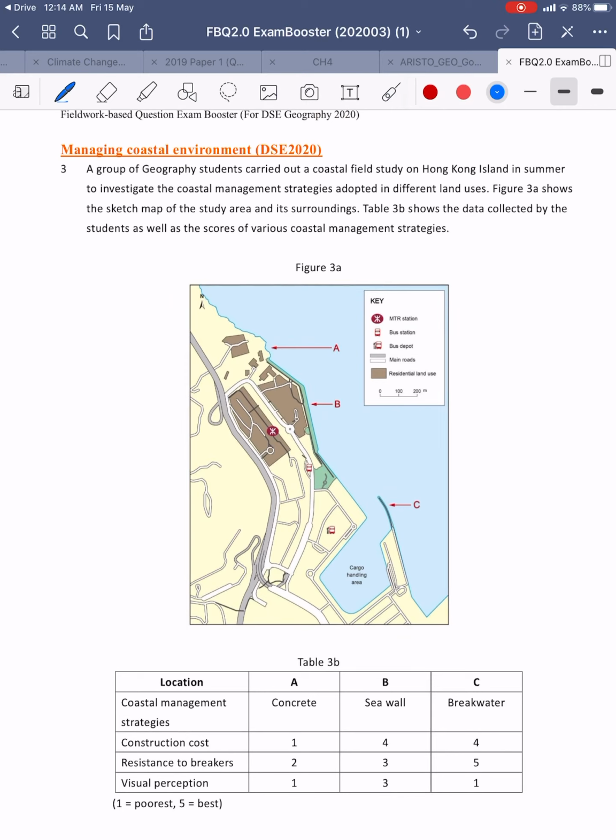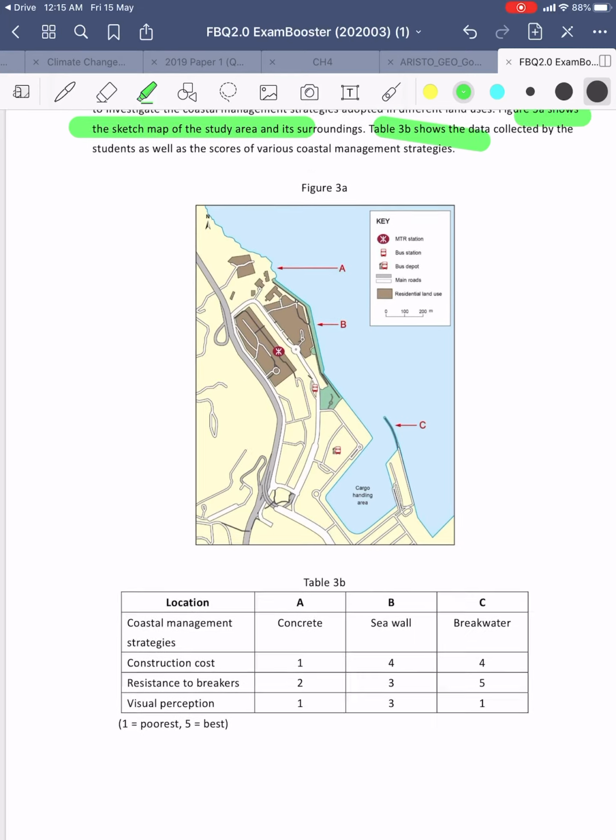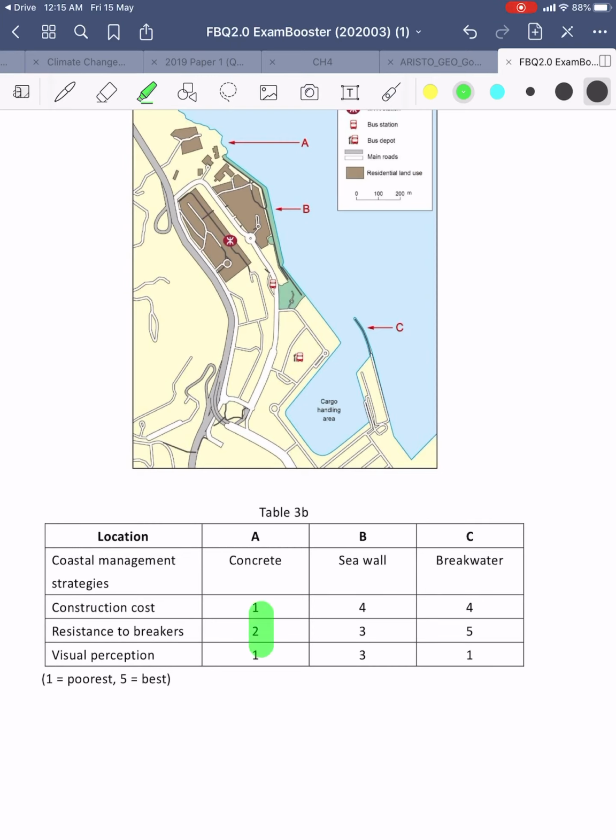Okay, coastal environment, it's about a coastal area. Figure 3A shows the map of the surroundings. Table 3B shows the data collected by the students as well as the score of various coastal management strategies. As you can see here, this one is talking about the name of the coastal strategy, and then construction cost, resistance to the breakers, visual perception.